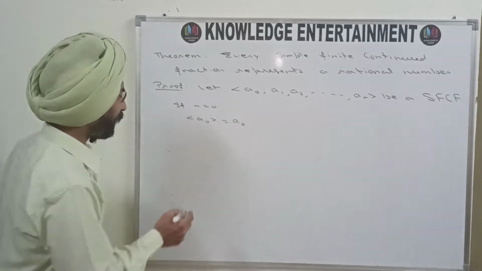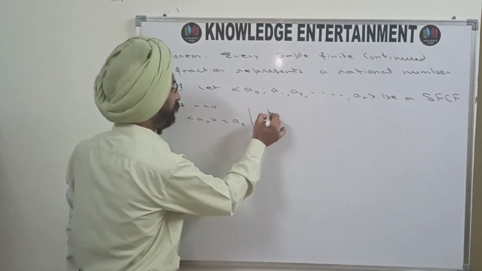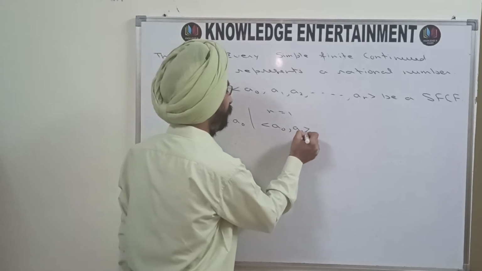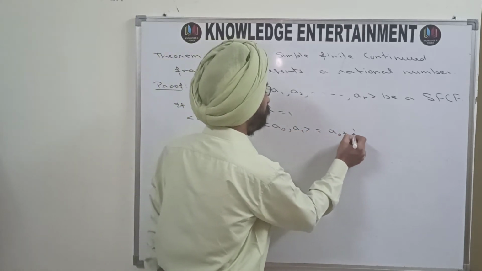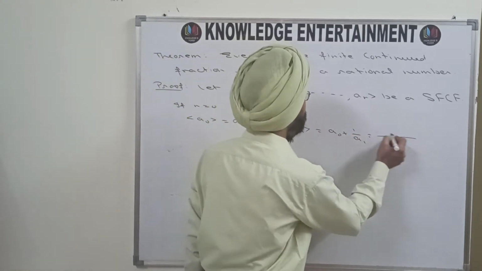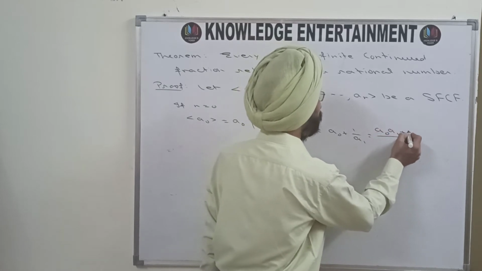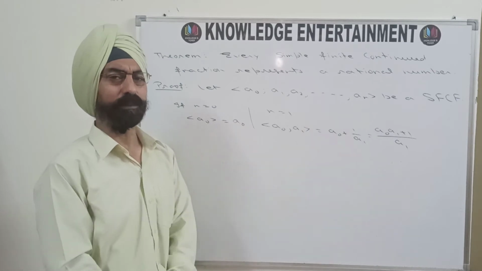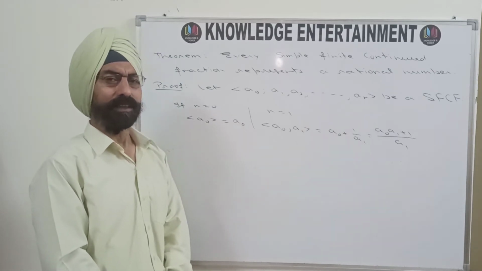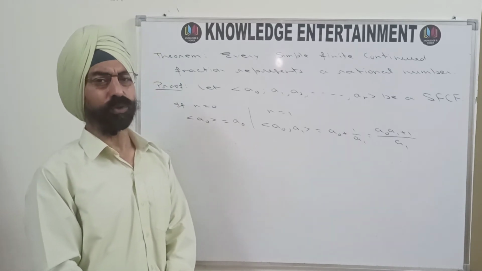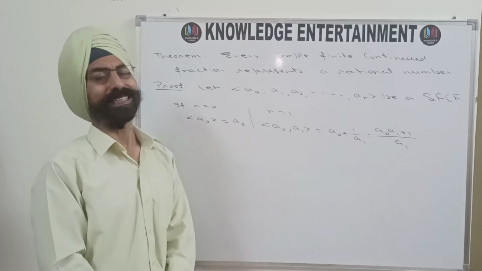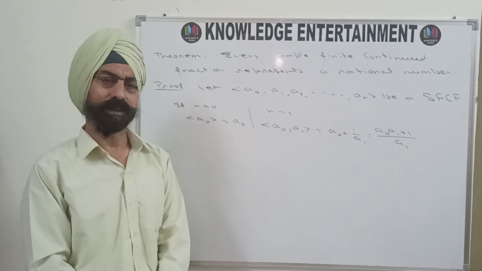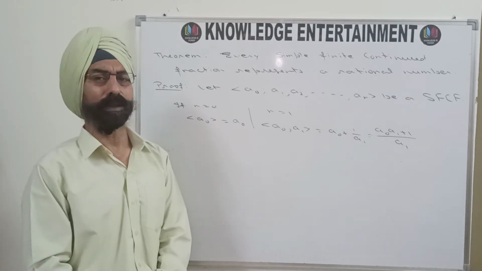So no problem, for n is equal to 0, we are having this simple finite continued fraction representing a rational number. For n is equal to 1, what you will have? You will have a0, a1. That means a0 plus 1 upon a1 means (a0 a1 plus 1) upon a1, which once again is a rational number. That means we have proved that for n is equal to 0 or 1, the simple finite continued fraction represents a rational number. This is the first step of principles of mathematical induction.